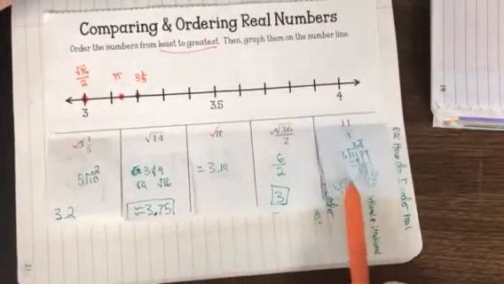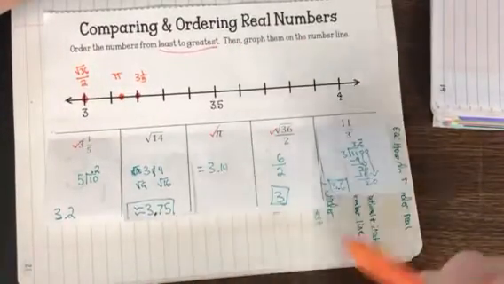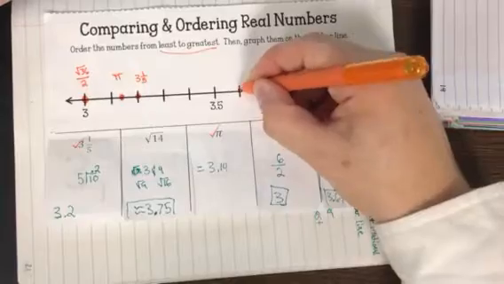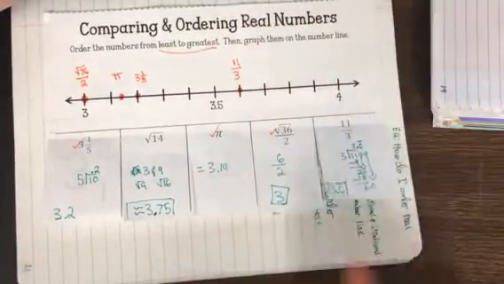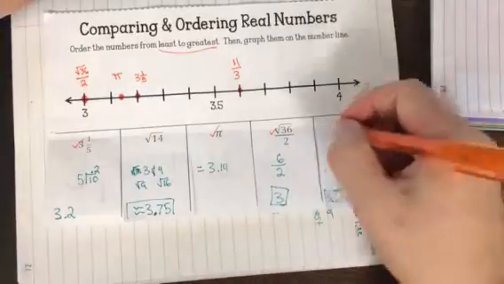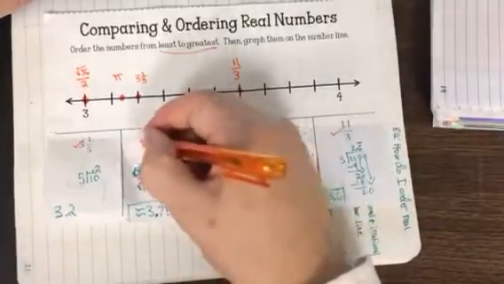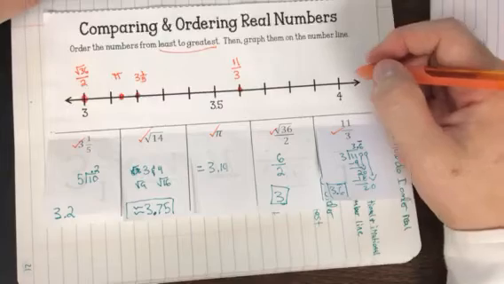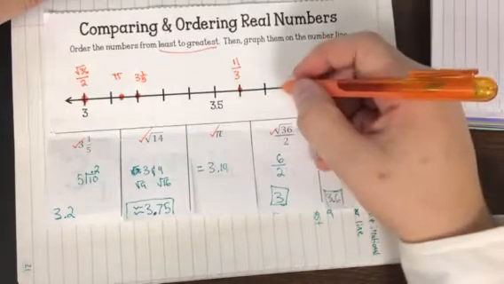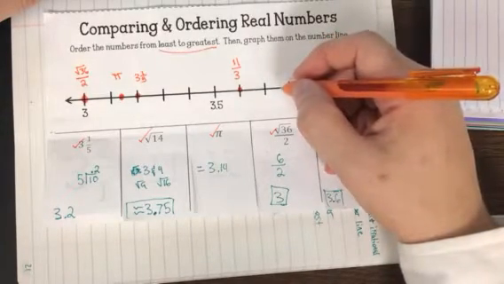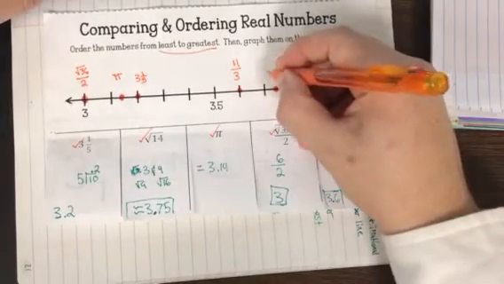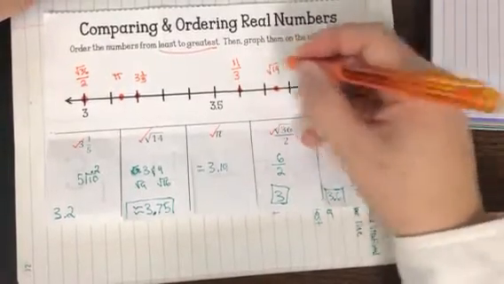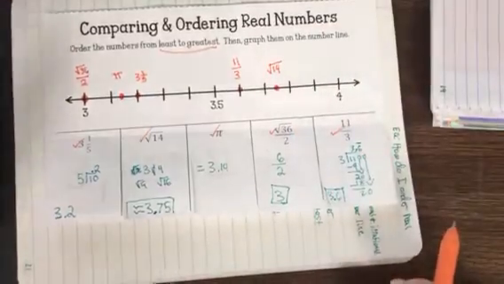We have 3.75 and 3.6. Obviously, 3.6 is going to go first, so we're going to do 11 thirds. And then the last one here would be 3.75. That's the square root of 14. So we're going to go right about here with that one. Again, you're writing what it actually was, not what it came to be when you converted them all to the same.